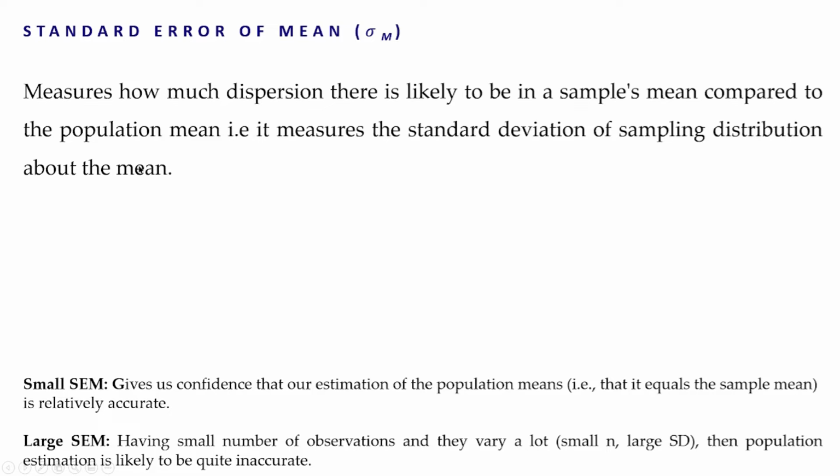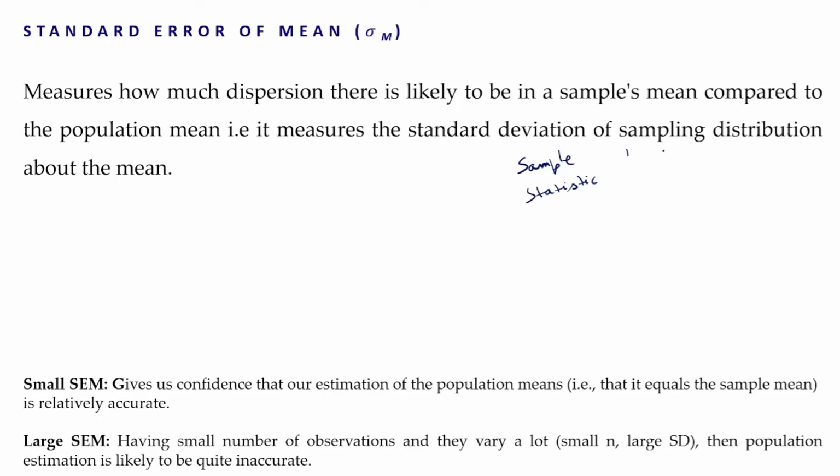to the population mean. So this standard error of mean is nothing but the standard deviation of the sampling distribution about the mean. Sampling distribution, as I already mentioned in my previous video, is similar to a probability distribution, which gives various values of the random variable and the associated probabilities. Sampling distribution here will give the sample statistic data for various samples.